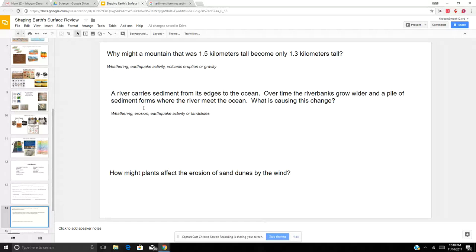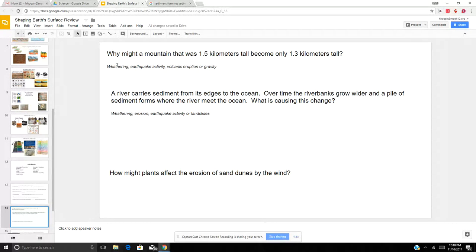Okay, and then we have some thinking questions. Why might a mountain that used to be 1.5 kilometers tall become only 1.3 kilometers tall? So it got shorter. So something happened to the mountain to make it not so tall. Well, what would make a mountain get shorter?